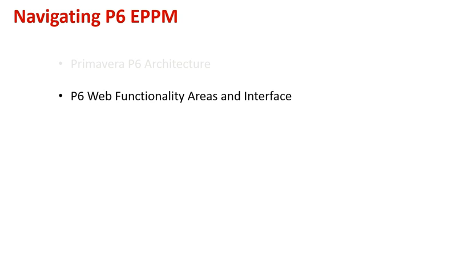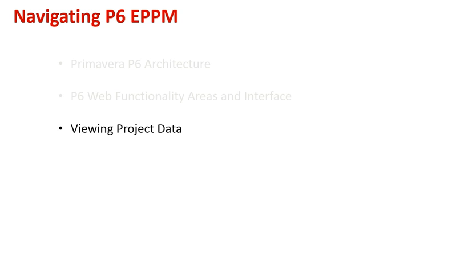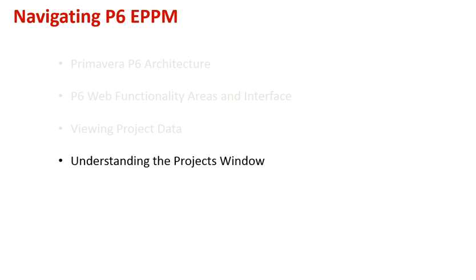We will first see the Primavera P6 architecture. Then we will look at P6 web functionality areas and interface. We will also see how to view project data. Then the projects window. We have to understand the projects window very well.